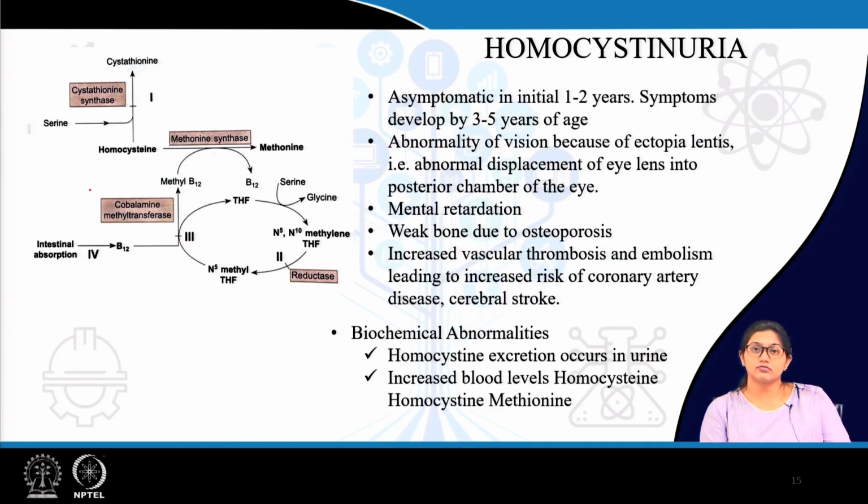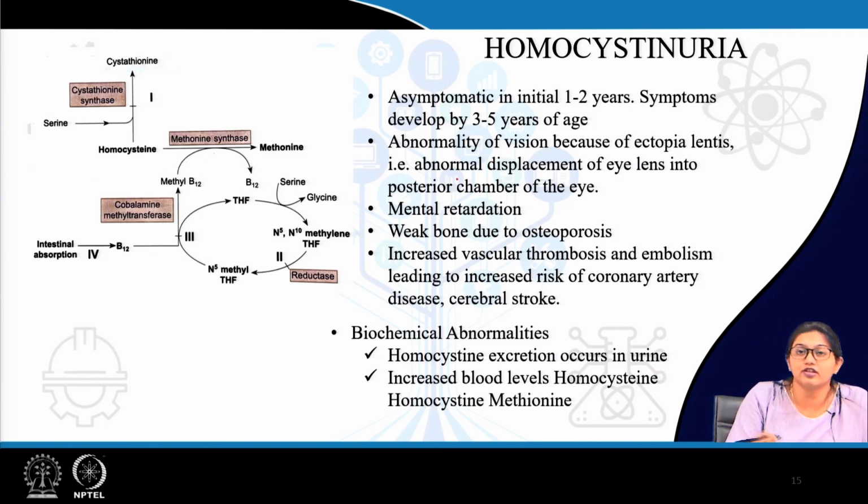Now, what are the manifestations of homocystinuria? Mostly in the initial 1 to 2 years, the babies remain asymptomatic till around 3 to 5 years, where there is adequate accumulation of homocysteine, or rather enough deficiency of methionine, and the manifestation of homocystinuria occurs.